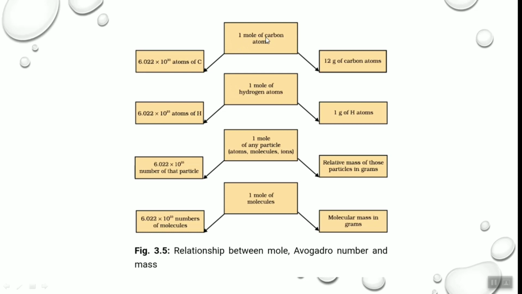You can see here 1 mole of carbon atoms is 6.022 into 10 to the power 23 atoms of carbon, and it is equal to 12 gram of carbon atoms. You can see another example. 1 mole of hydrogen atoms is equal to, by the same formula, 1 gram of hydrogen atoms. Likewise you can see the other examples also.